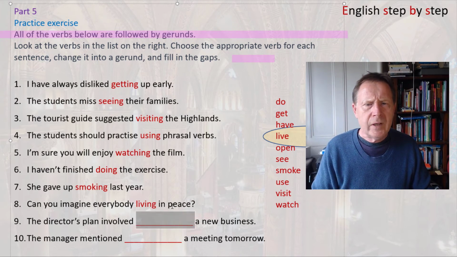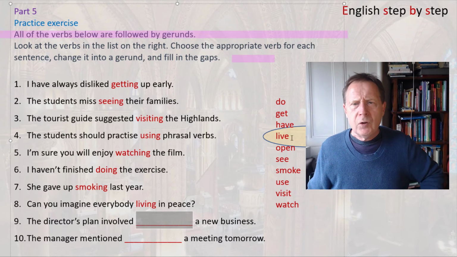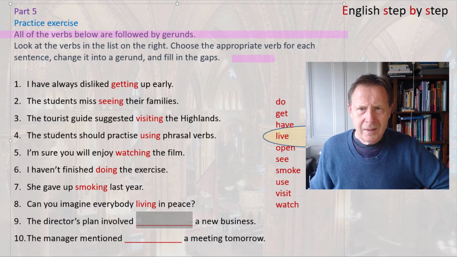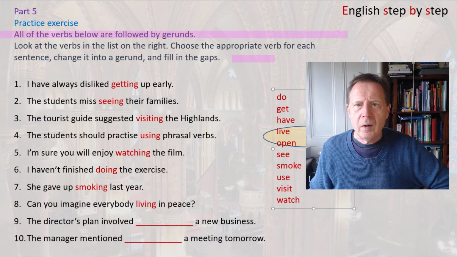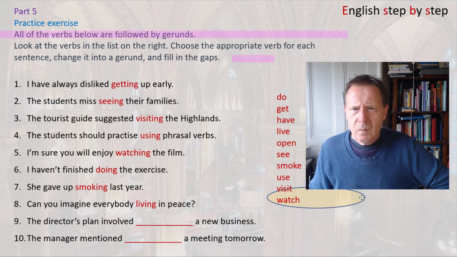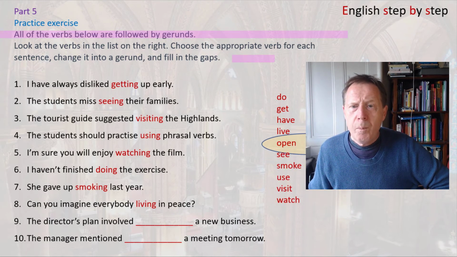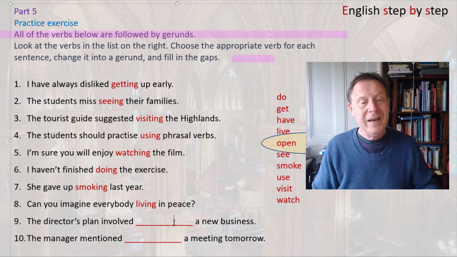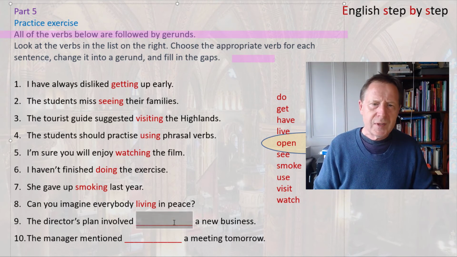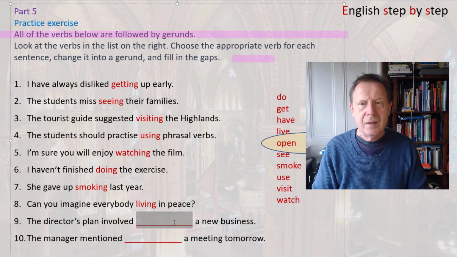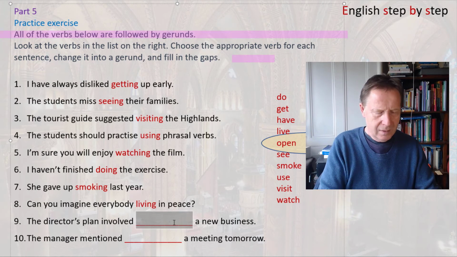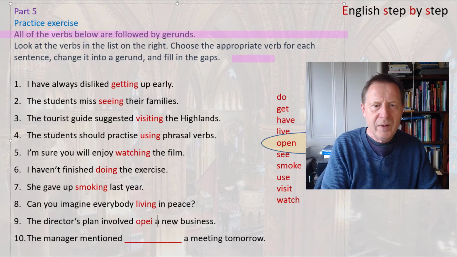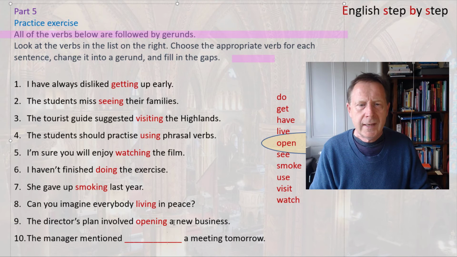The next one, the director's plan. Well, if you're talking about a new business, then we could use the word, what's the best one? Visit, use, see, open. Yes, let's have opening a new business. You could also say setting up a new business or starting a new business. So, opening is good enough for this sentence.